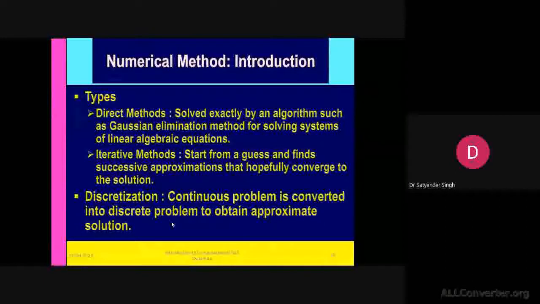So in the numerical method introduction, we have two types: one is the direct method, the other is the iterative method. In the direct method, like the Gauss elimination method, we can directly get the solution by applying an algorithm. In the iterative procedure, we first have to guess the value, and then accordingly we will have the solution if convergence is achieved. So CFD most of the time involves iterative methods in commercial software. And then in discretization, a continuous problem is converted into a discrete problem to obtain an approximate solution.